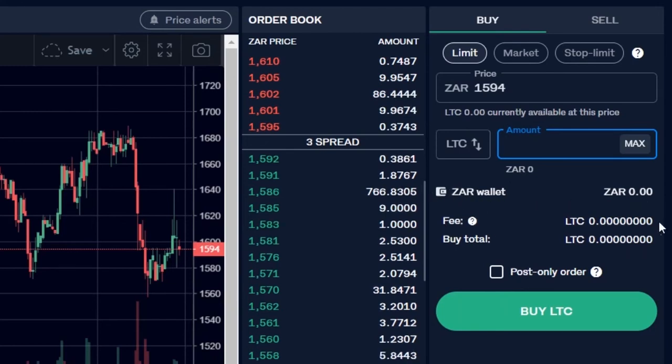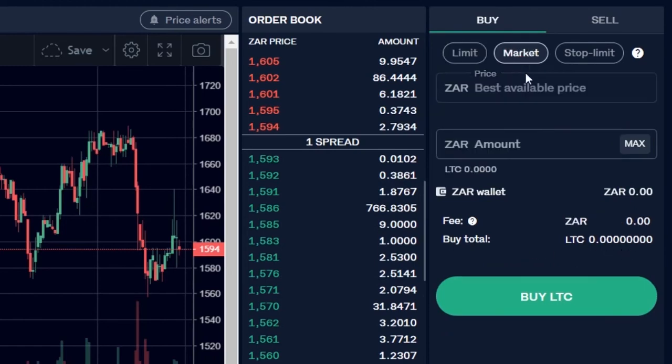The fee is the price that is deducted by the market out of your order, and it is determined by the buy total. It is only taken out if you're making an immediate order. The buy total is the amount of coins that you're buying. You press buy afterwards. The market order is set at the best available price in the market, so your order is going to go in at the best available price.